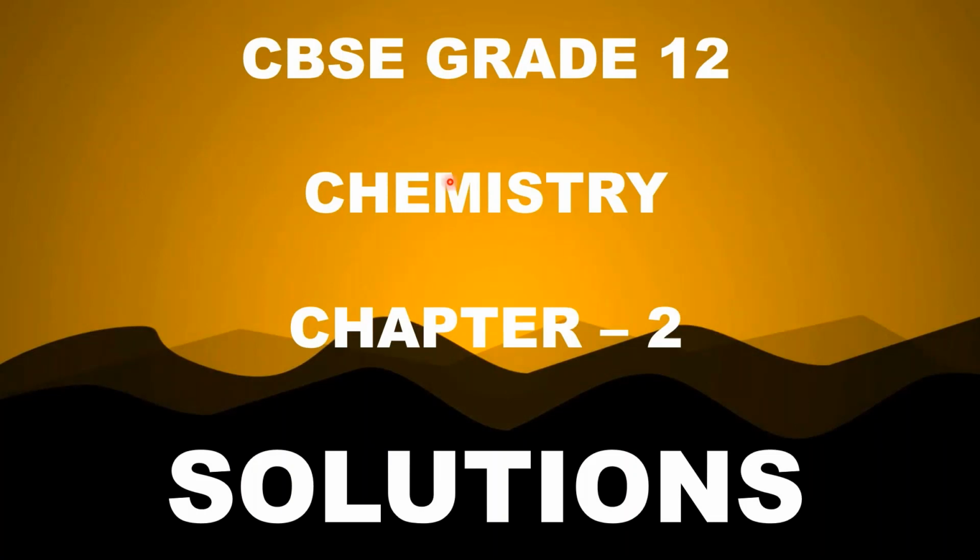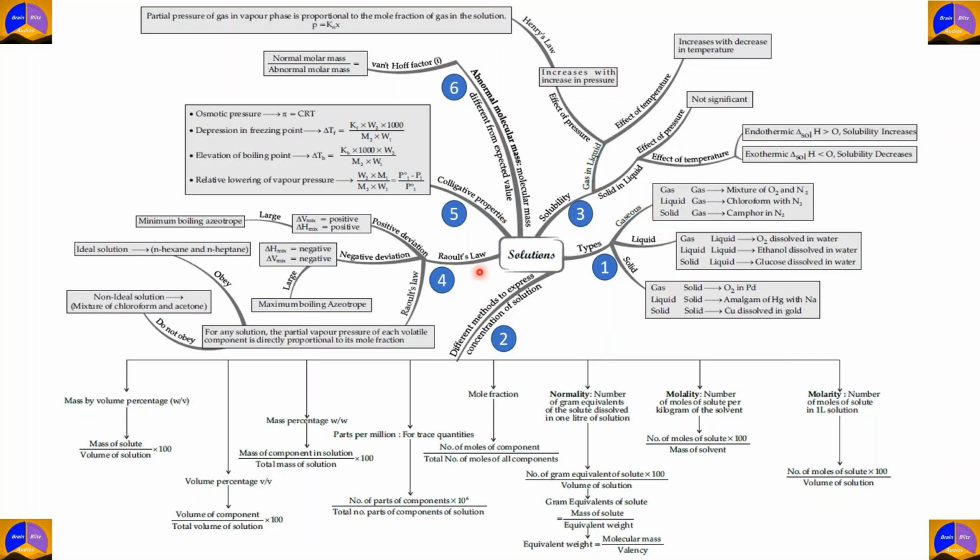Today we'll be looking at the second chapter, Solutions, which is found in the syllabus of chemistry for grade 12 CBSE. Now to make this chapter easier, we're going to be using the help of a mind map. Now these mind maps are really effective tools for revision and last minute reference. As you can see, this mind map is extensive and therefore we'll be trying to explain it in stages.